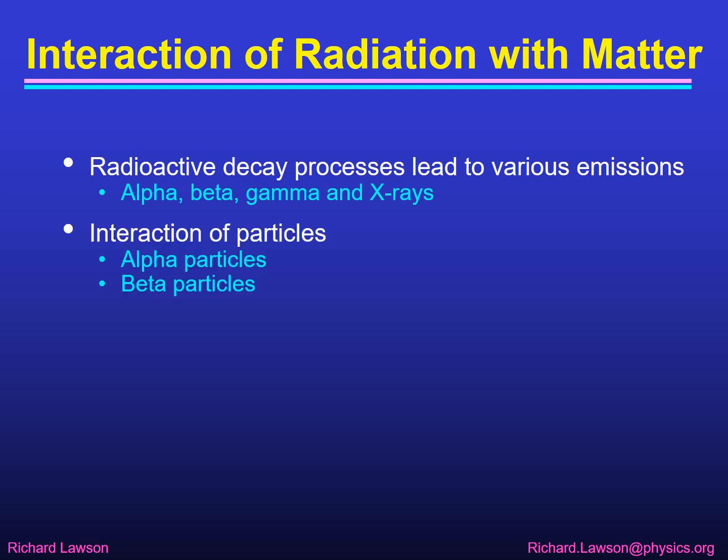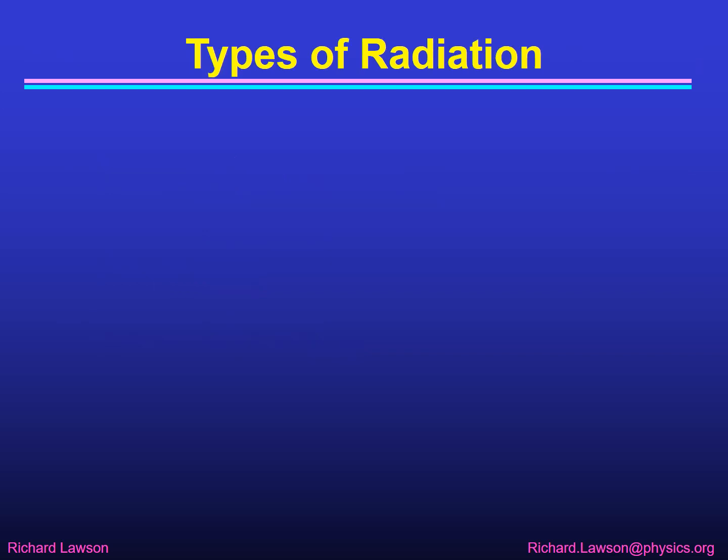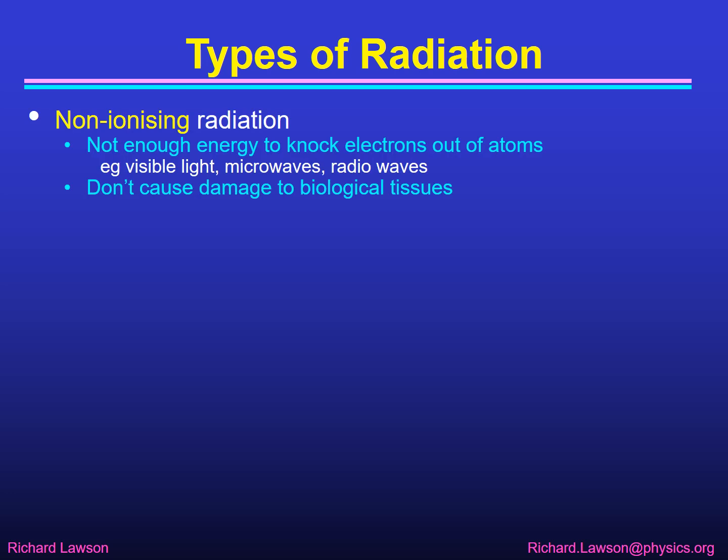So we need to distinguish between the interaction of particles, which include alpha particles and beta particles, and the interaction of photons, gamma rays and X-rays, because they behave very differently when they interact with matter. So let's just think about different types of radiation. There are non-ionizing radiations, so called because they don't have enough energy to knock electrons out of atoms, so they can't ionize matter. Visible light, microwaves and radio waves all fall into this category of non-ionizing radiation, and they don't therefore cause any damage to biological tissues.